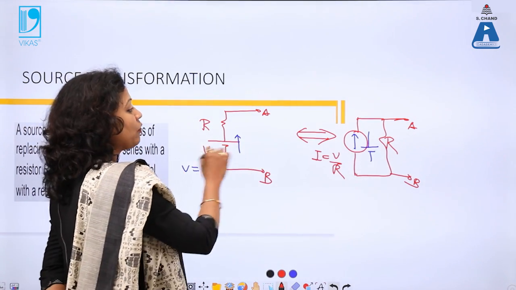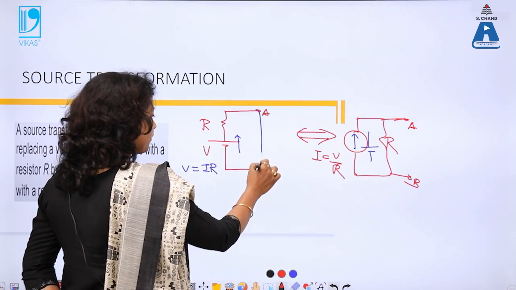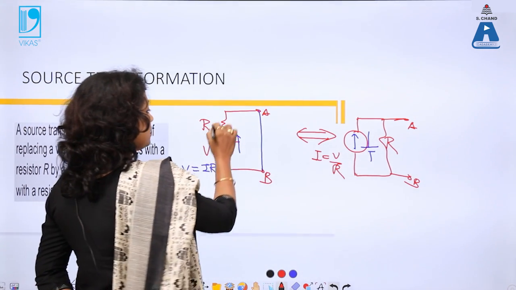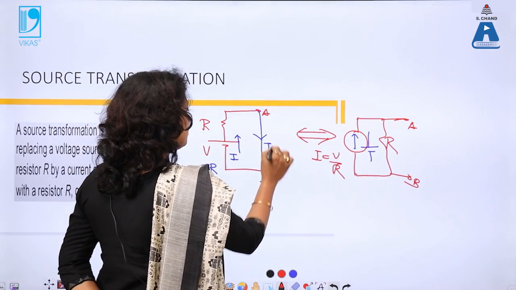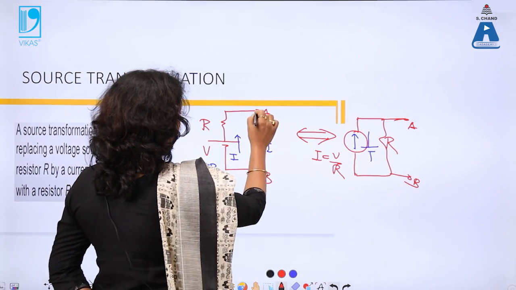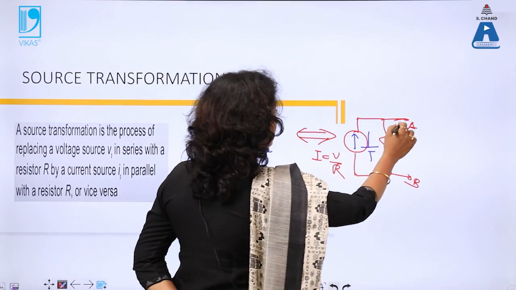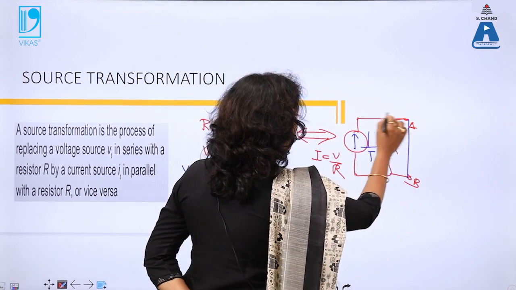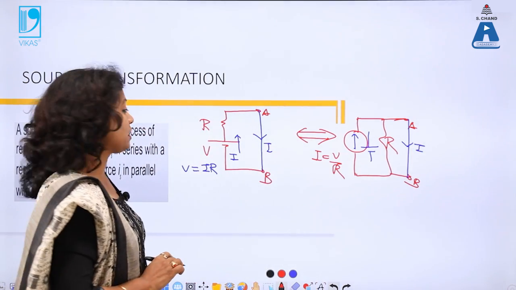And how am I going to transform? Suppose there is a branch here. So, this current I will be the current between these two terminals. Let me start with current only. Suppose I short circuit. So, this whole current will flow in this short circuit. So, for both the cases, I am getting the same current.